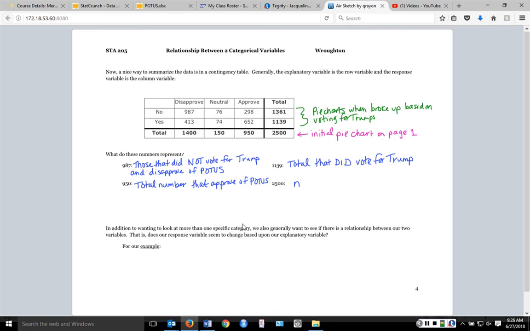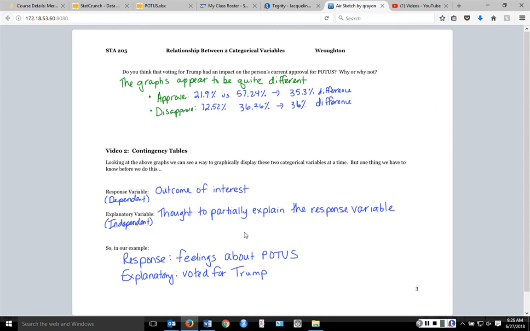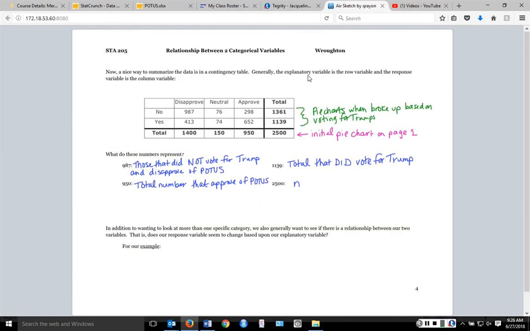All right, so I mentioned in our first video for Module 5 that one of our goals was to see if there was a relationship between our variables, or more specifically, did we think that voting for Trump had an impact on the person's current approval of the president? That's what I mean by a relationship between them. So for our example, how would I actually write that out more specifically here in terms of response variable versus explanatory variable?